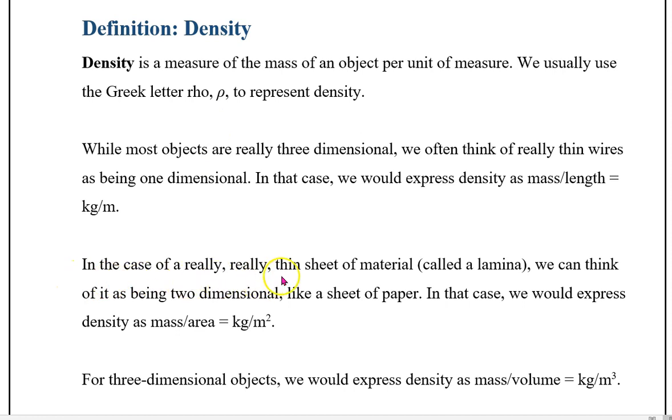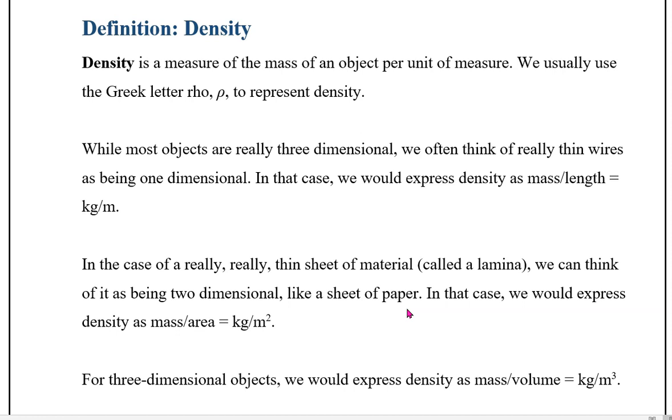In the case of a really thin sheet of material, which we call a lamina, we can think of it as being two-dimensional, like a sheet of paper. In actuality, a sheet of paper is actually three-dimensional. It's a box, believe it or not. It has length, width, and depth to it.